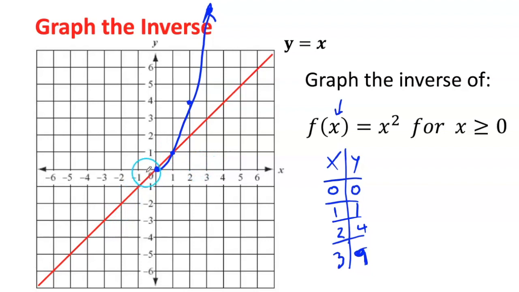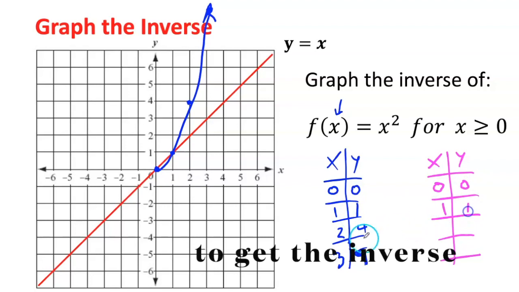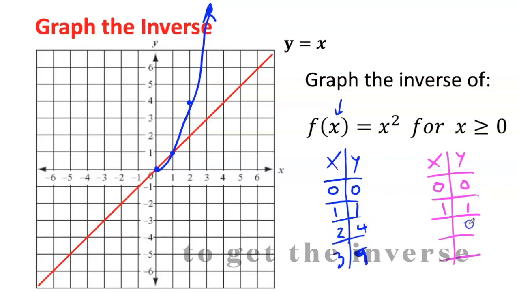Okay, let's graph the inverse. Create a table of values, which means I'm not doing anything now. I'm just flipping the values. (0, 0), nothing to flip. (1, 1), nothing to flip. But now the 2 goes for my y and the 3 goes for my y. This y goes as my x, this goes as my x.